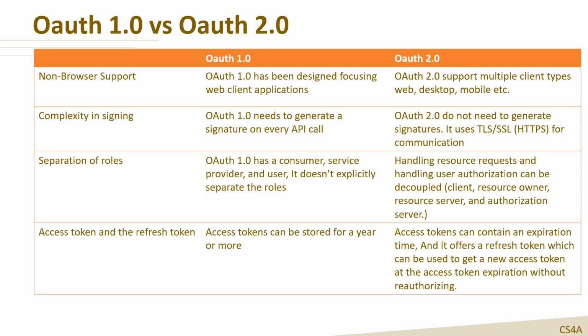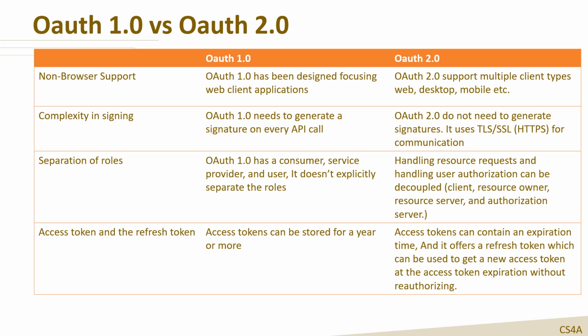On the complexity of signing, OAuth 1 needs to generate a signature on every API call, so it's a rather complex authorization flow. In OAuth 2, it does not need to generate a signature, but uses HTTP over SSL to establish secure communication.